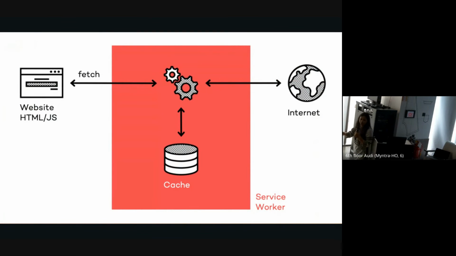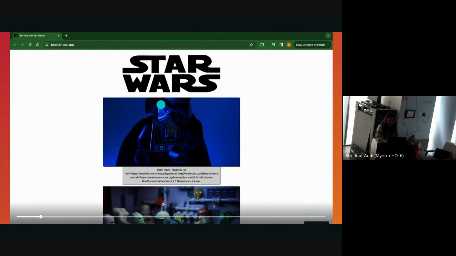So service workers act as a proxy server between your browser and the network. Okay. And let's see an example here: what is the use of a service worker, and how is a service worker being used? So here you can see this is a website. In this website, we have images and we have some text. Right now I'm connected to my internet, and this is working fine as it should be.